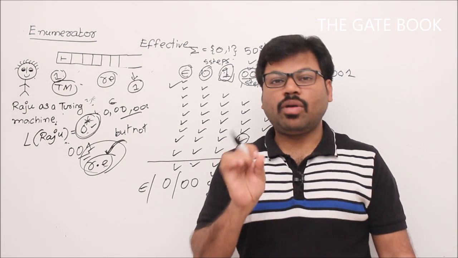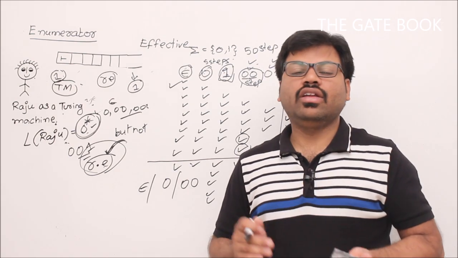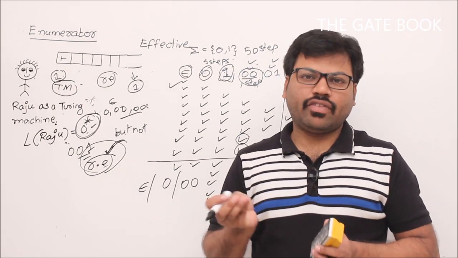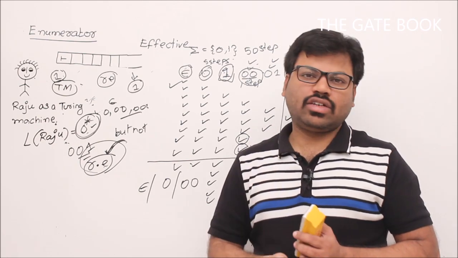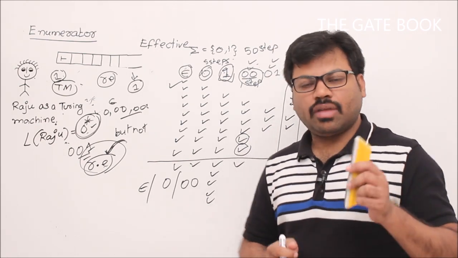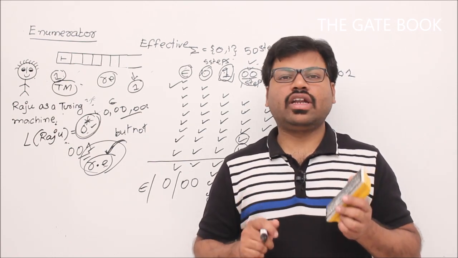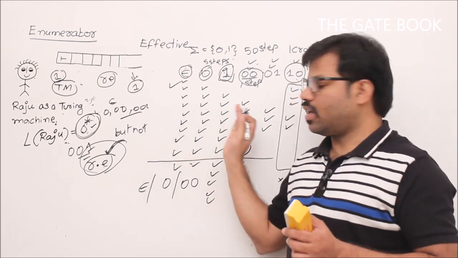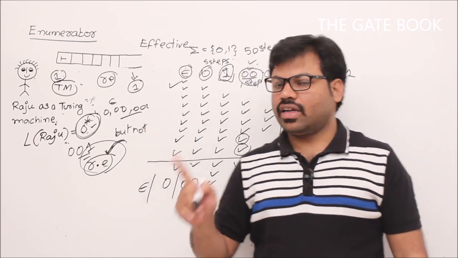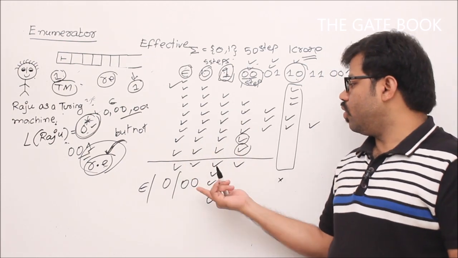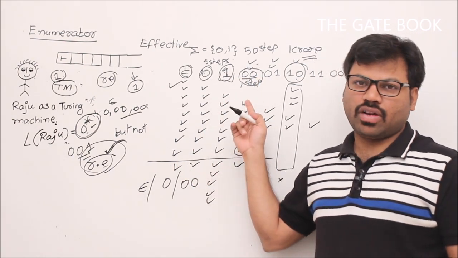But remember one thing, if you have a recursive language, then for such languages we can have an enumerator which can print in lexicographic order. We will see that. But remember two things now. You have a recursively enumerable language. For that, effective enumeration is possible. That means we can enumerate all strings. But lexicographic order cannot be guaranteed because we don't know which string takes fewer steps and which string takes more steps.